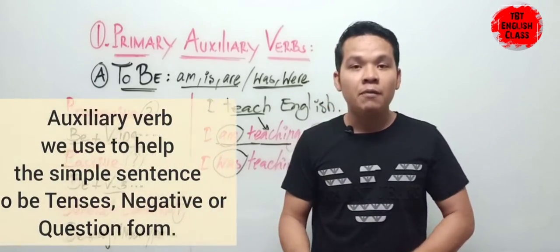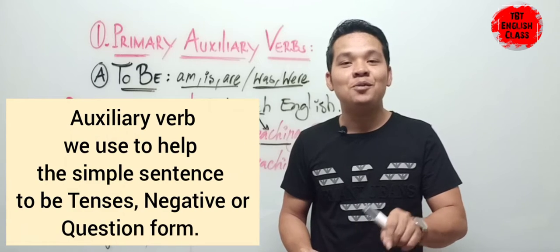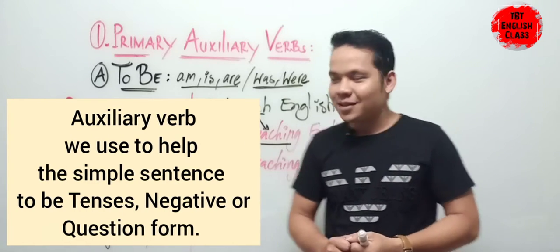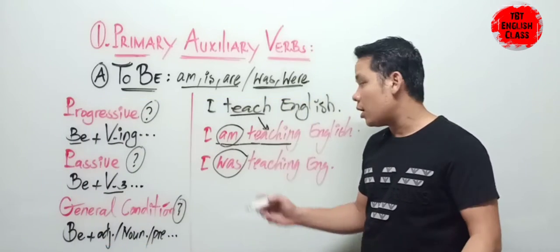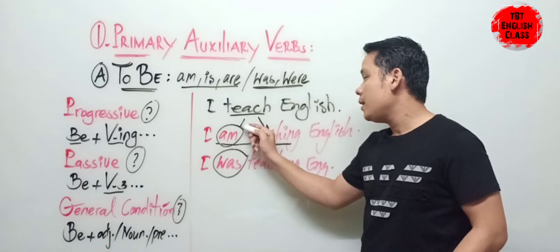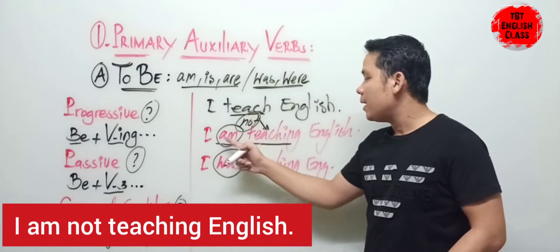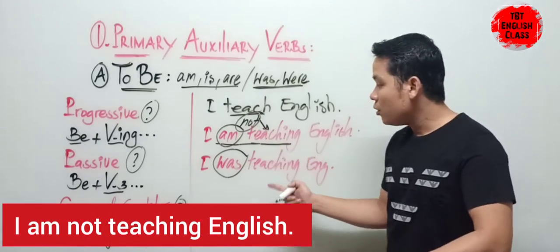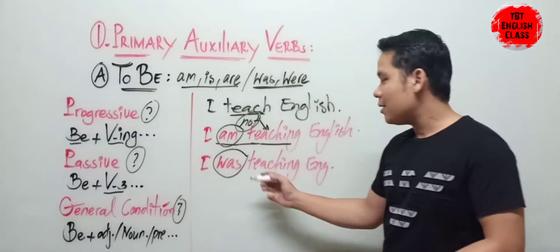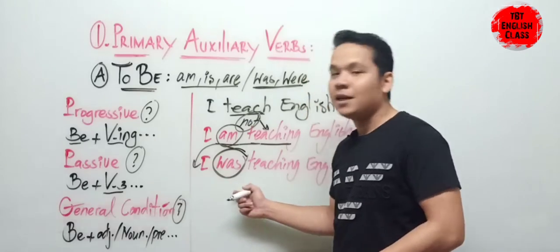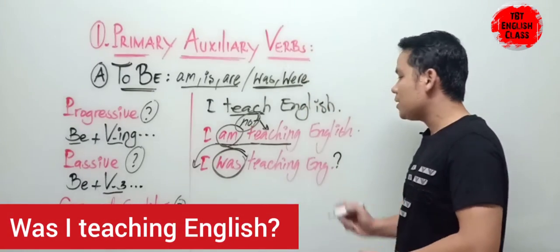But how do we make it negative or question form? Helping verb or auxiliary verb, we use to make the simple sentence into tenses, negatives, or question form. We just add adverb not in the middle of verb be and teaching, this one, you know. So we just add not here and then this sentence becomes negative. So how do we change this sentence to be question? That's okay, we just move verb be to put before the subject, and then this sentence becomes a question already.